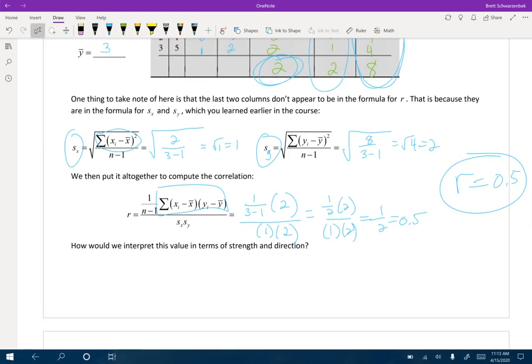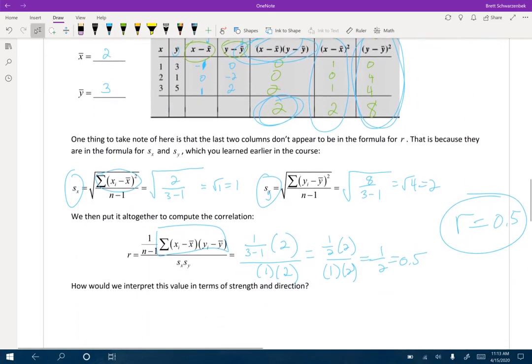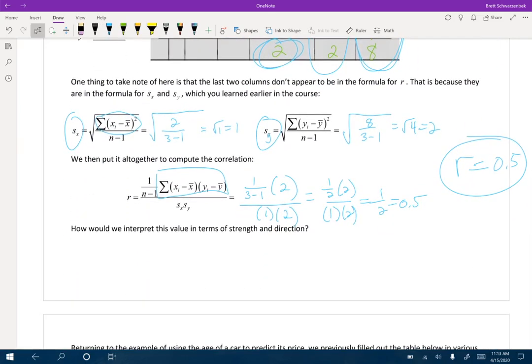Okay, so how do we interpret this value? We know it's a positive linear relationship, which is verified by the fact that the slope of this line is rising. 0.5 is sort of a betweener number. So we could just use the word moderate. So we could say there's a moderate and positive linear relationship.